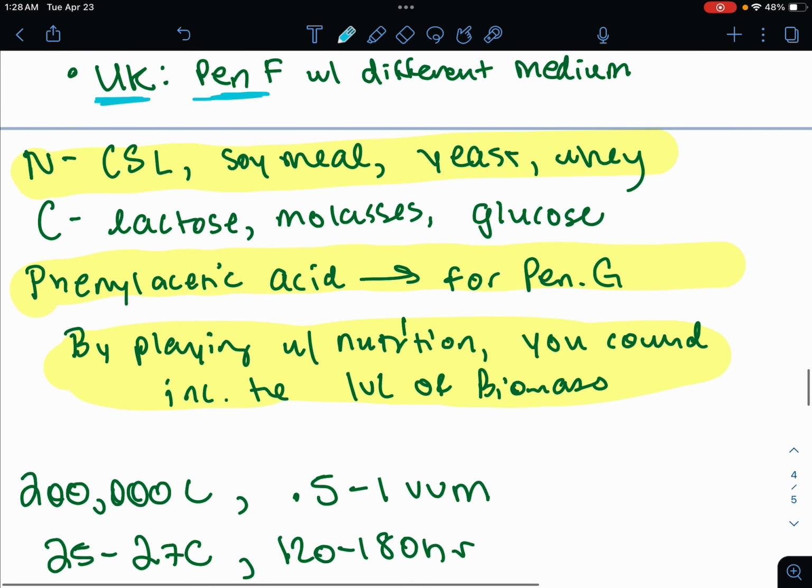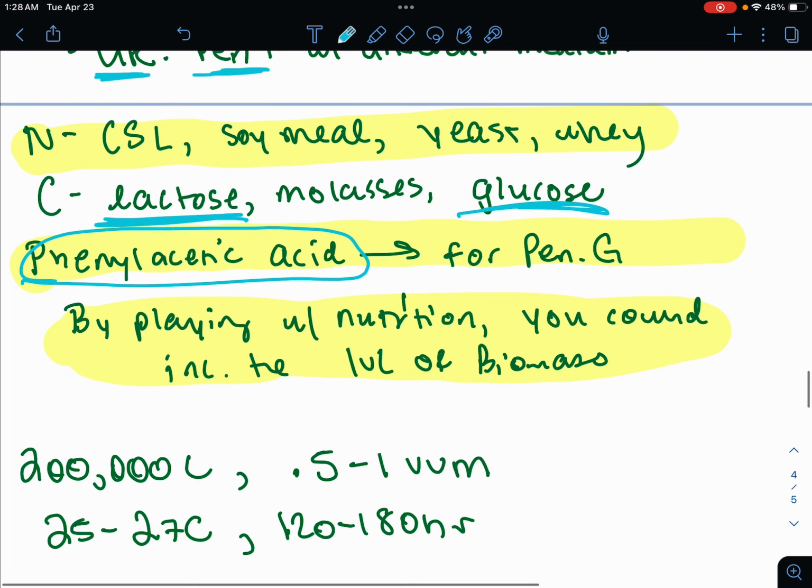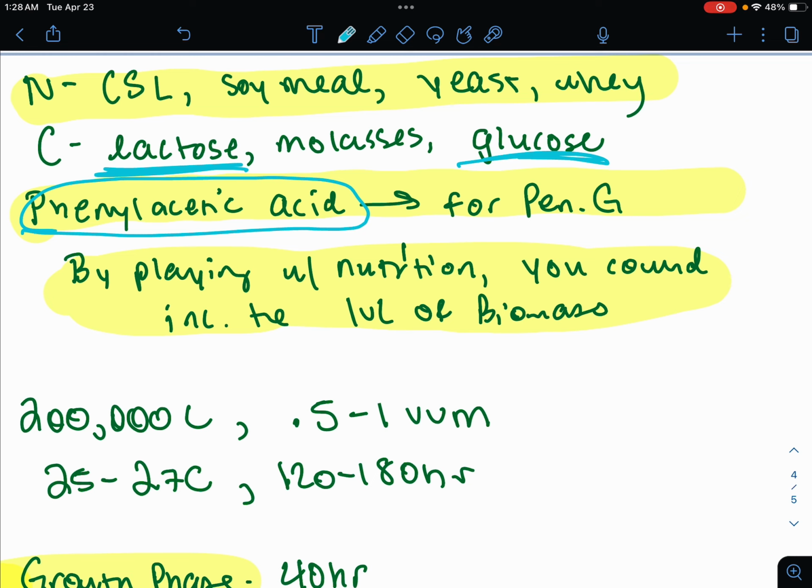Alright, more information. The nitrogen source could be corn steep liquor, soy meal or yeast extract, even whey. Carbon source would be lactose, glucose, or molasses. Lactose, again, was used because the glucose repression was happening. Phenylacetic acid, this is very important. This is for penicillin G. And then again, by playing around with nutrition, you could increase the level of biomass. That was related to the research presentation that we did last Friday.